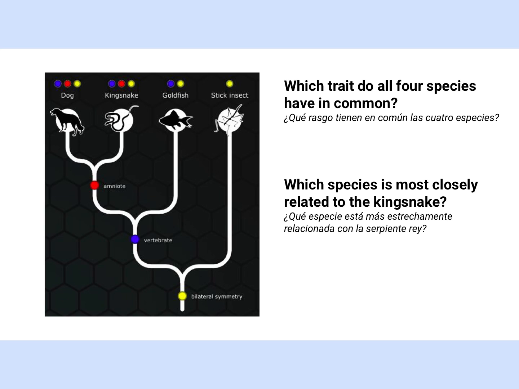And we've had some practice with this with the Nova Lab already, so I just want to dive in and answer some questions about what we saw. So starting with this one from Mission 1, the question is, which trait do all four species have in common? And we know that a trait is something that is determined by DNA. So what trait do all four have in common?